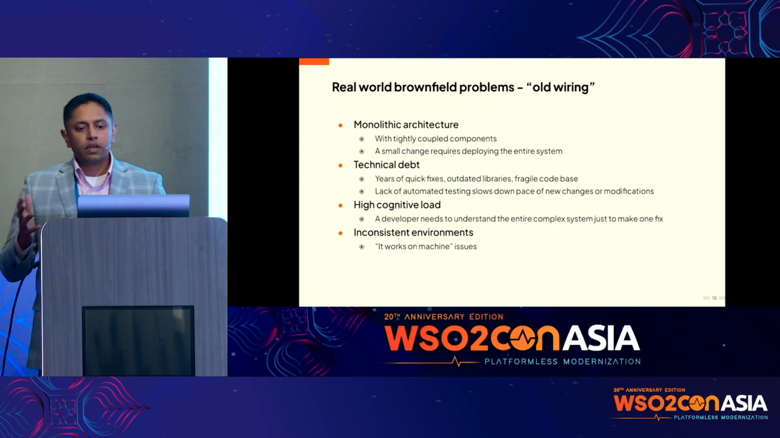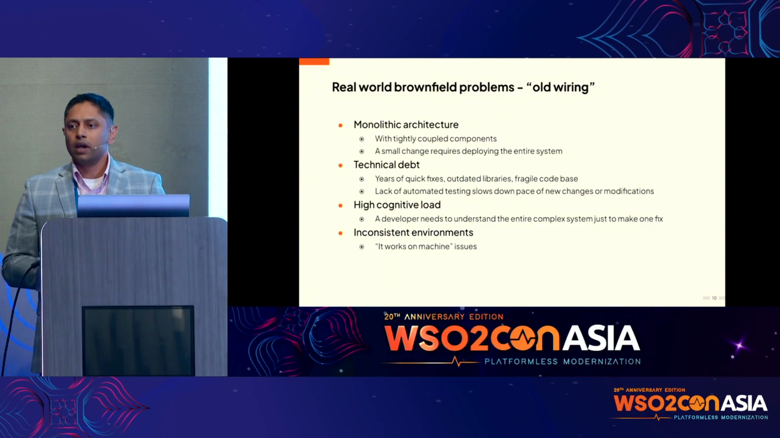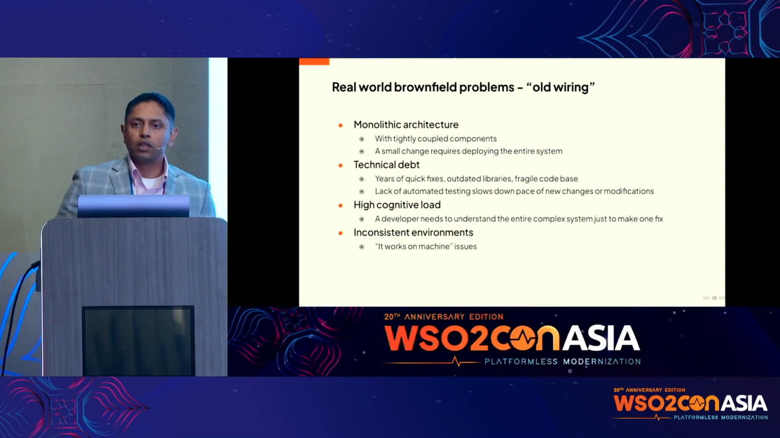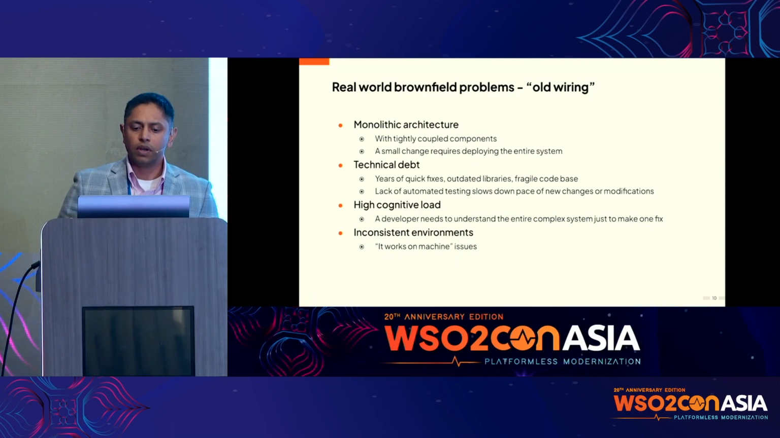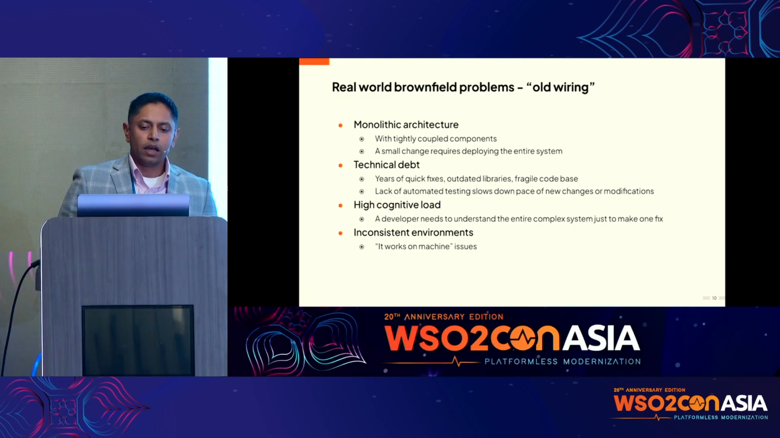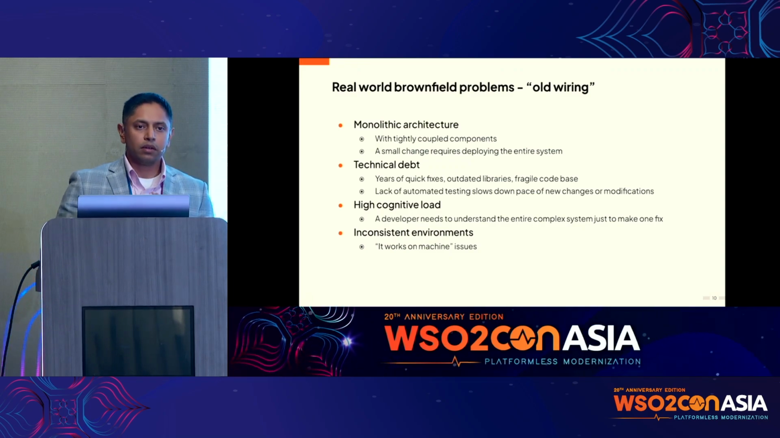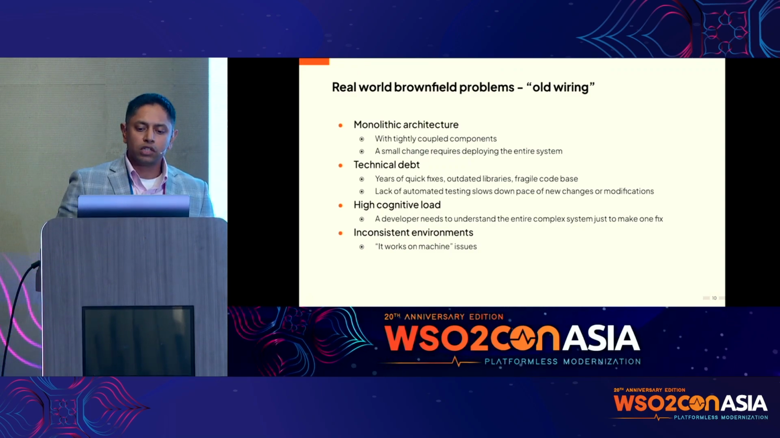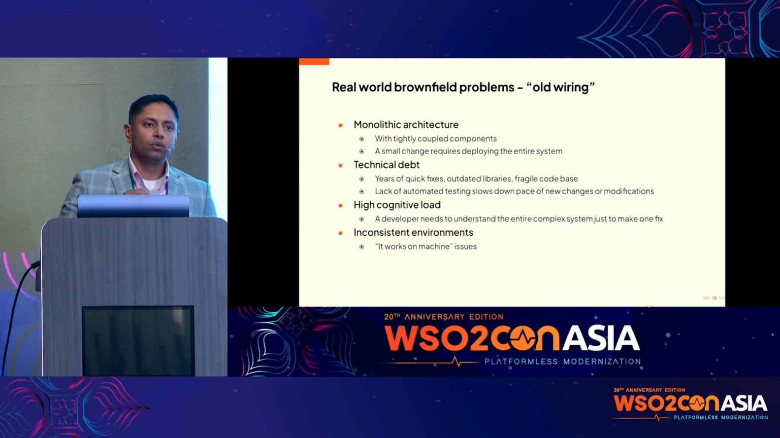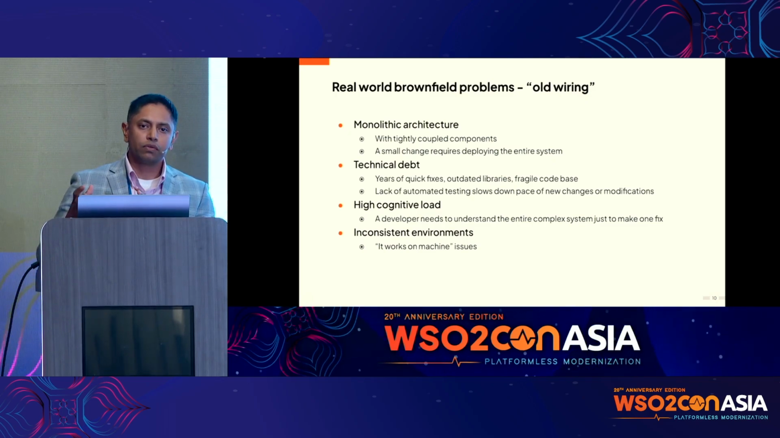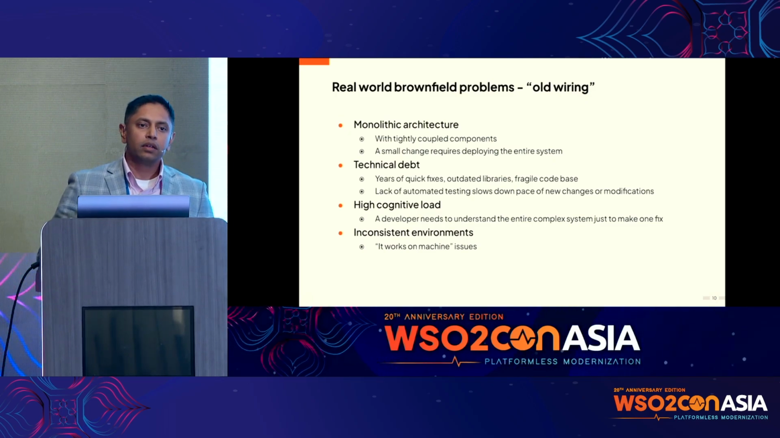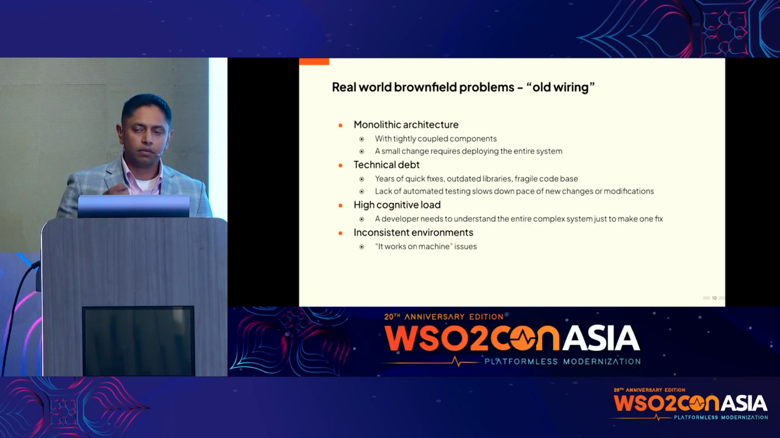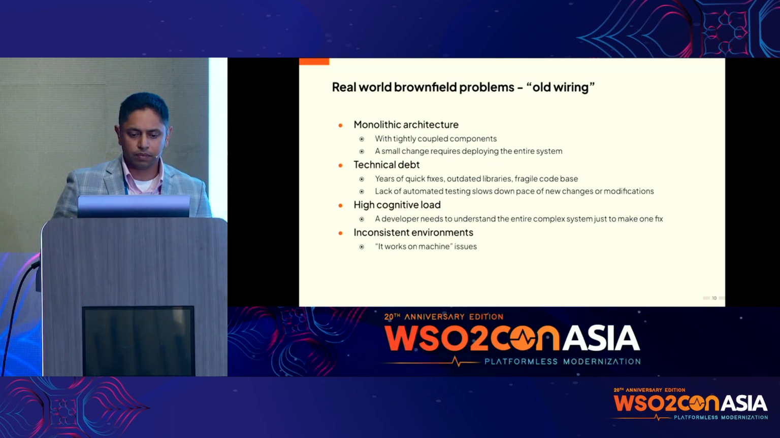So in the software world, if you look at this old wiring, we have the monolithic architecture, right? Monolithic architecture means you have systems with very, very tight coupling, and all the components are bound together. So in order to make a small change, you have to understand a lot of complexity, and it requires deploying the entire application even for a very insignificant change.